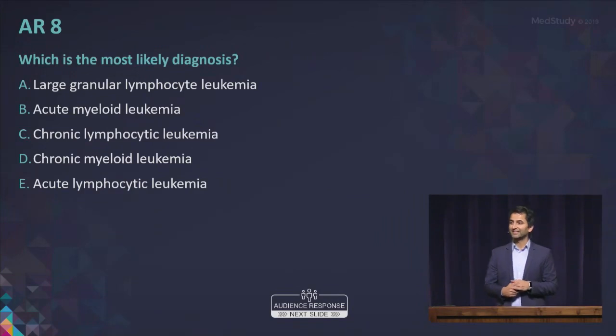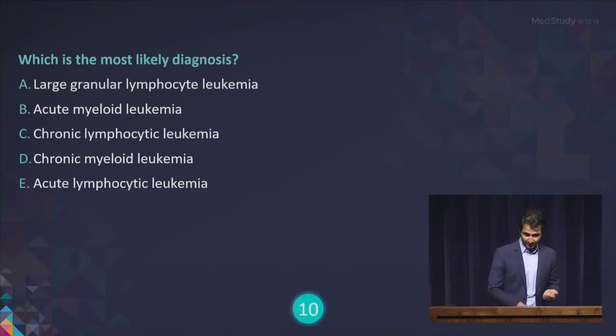What is the most likely diagnosis? Large granular lymphocyte leukemia, acute myeloid leukemia, CLL, CML, or ALL. What do you guys think?